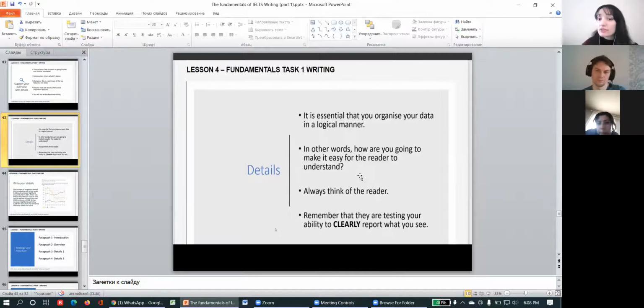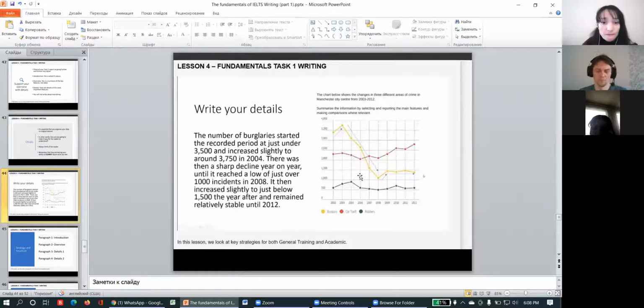Details. It is essential that you organize your data in a logical manner, in other words, how you are going to make it easy for the reader to understand. The most important thing here is to make it easy to understand. If you write in a way that the reader does not understand anything, it's not going to give you points. When you're writing, always think of the reader. Remember that they are testing your ability to clearly report what you see.